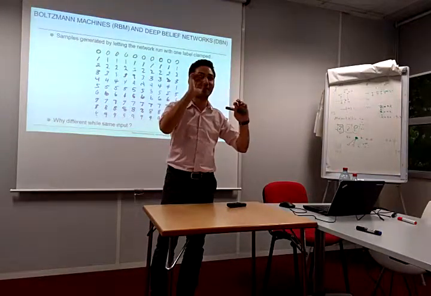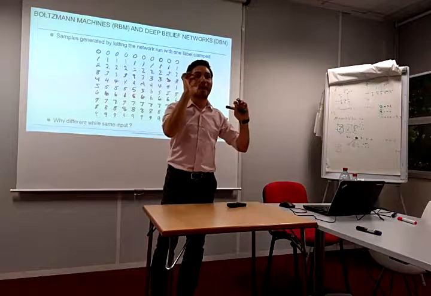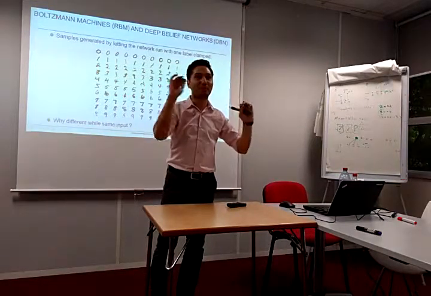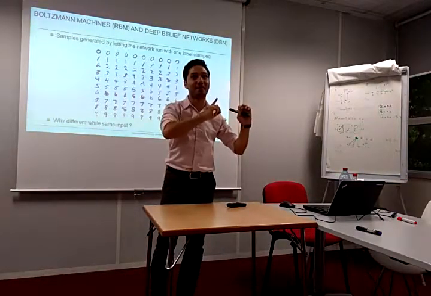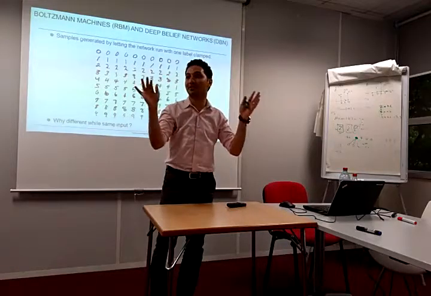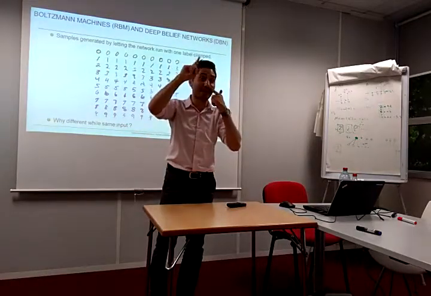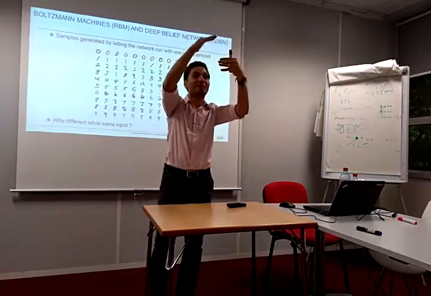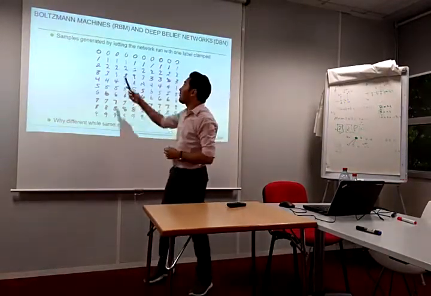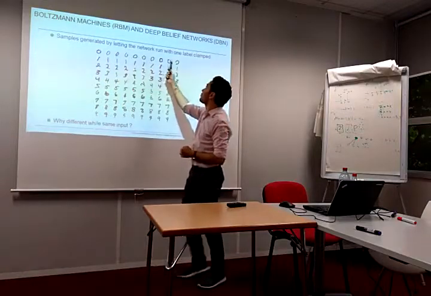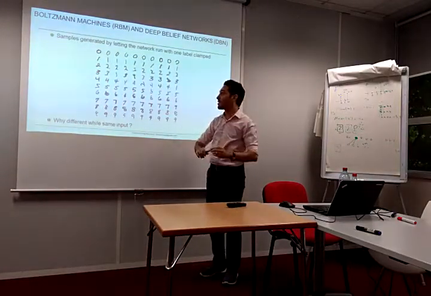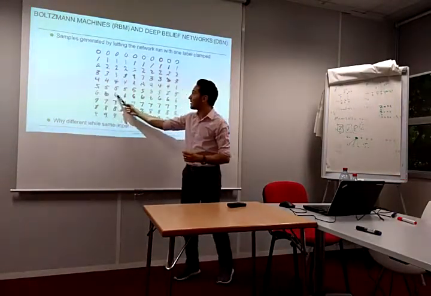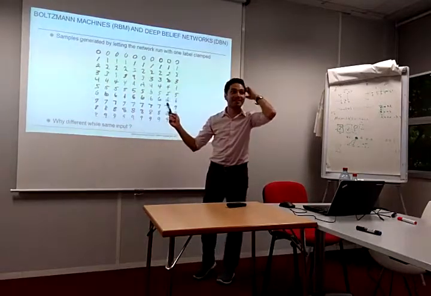If we are choosing the best X that maximizes the P of X, we will get the same zero. But here we are sampling. Not necessarily the X with the highest probability is picked up. Also the P of H, we are sampling from the P of H. This is why, given the same image, the network generates different zeros for you. If you give it this 6, it gives you all of these 6s, but it doesn't give you 7.